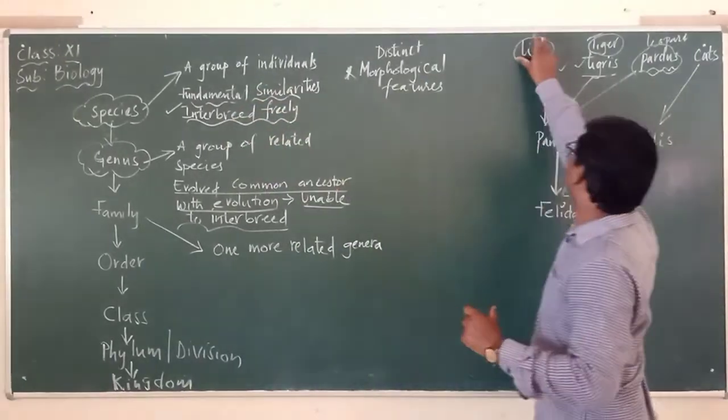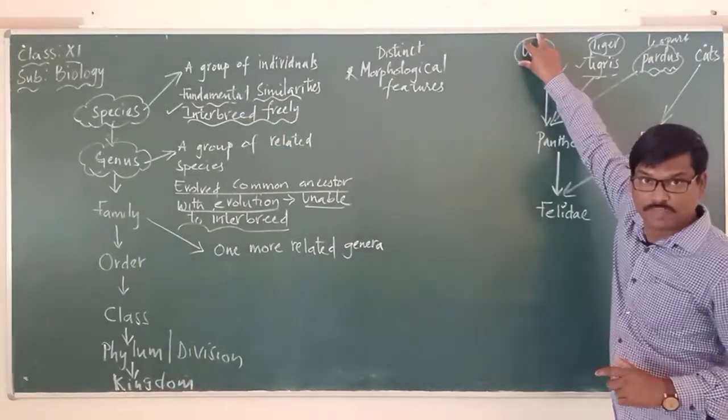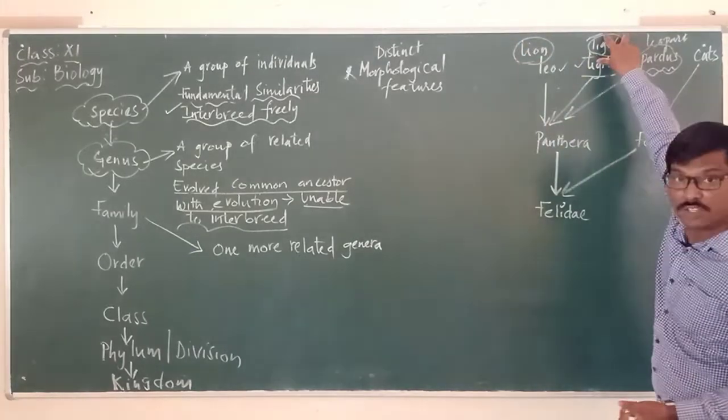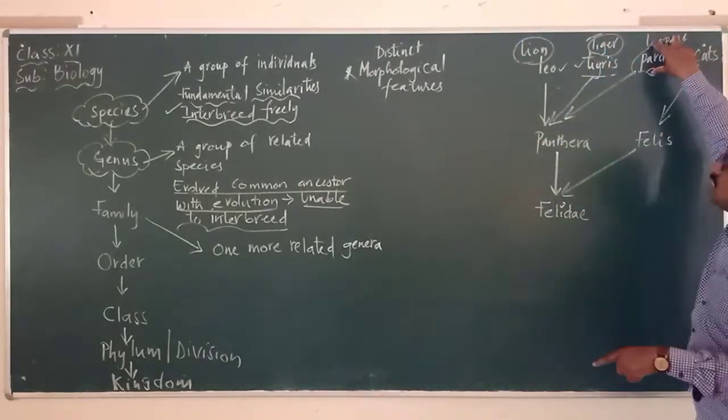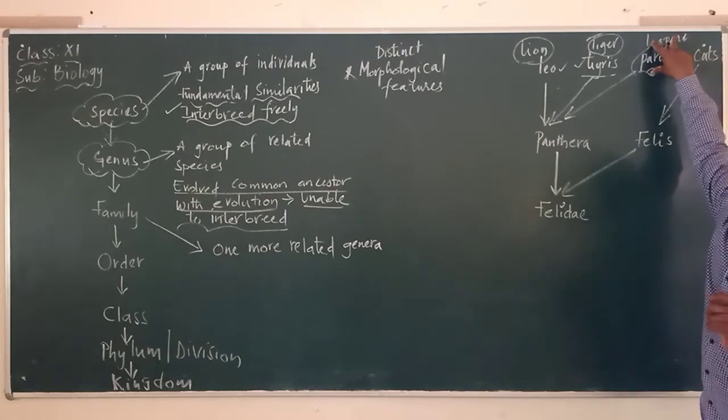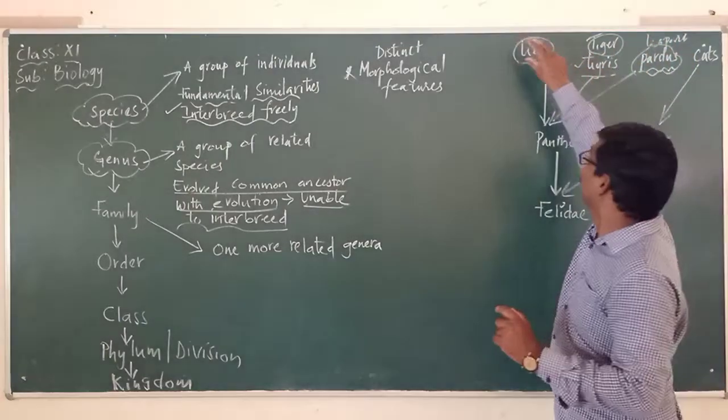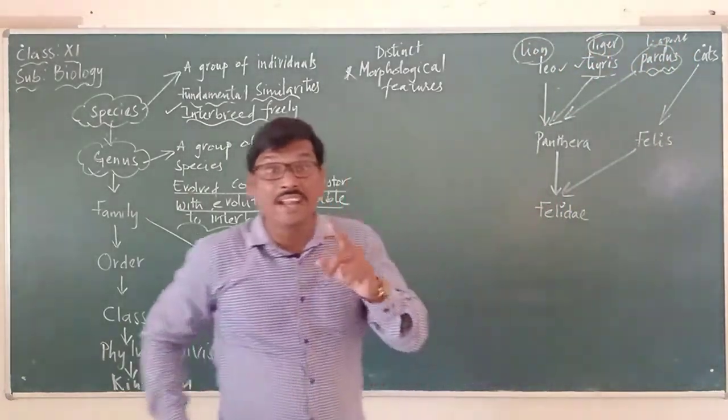These are all different species, and they can interbreed among themselves only. This is one group, they can interbreed among themselves. This is another group, they can interbreed among themselves. Is it clear?